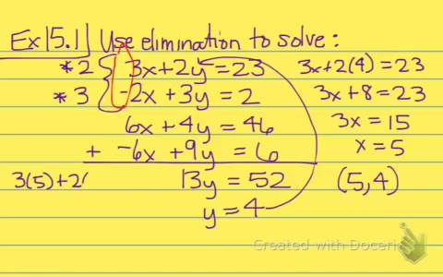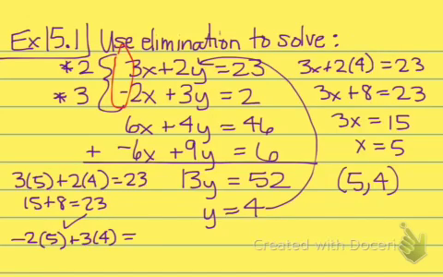I double check. 3 times 5 plus 2 times 4 equals 23, so that's 15 plus 8 equals 23, and yes, that checks. Check the bottom. Negative 2 times 5 plus 3 times 4 equals 2. Negative 10 plus 12 equals 2. Yes, that checks as well. So my solution is 5, 4.